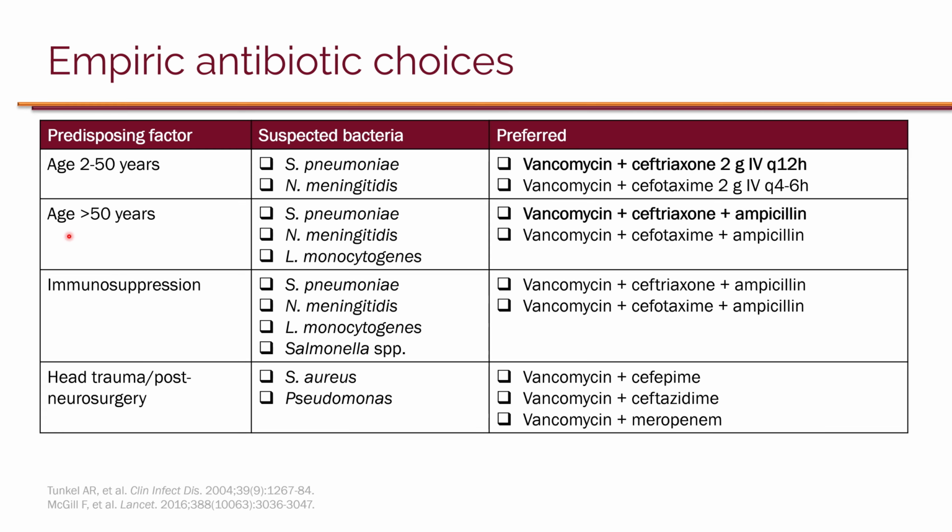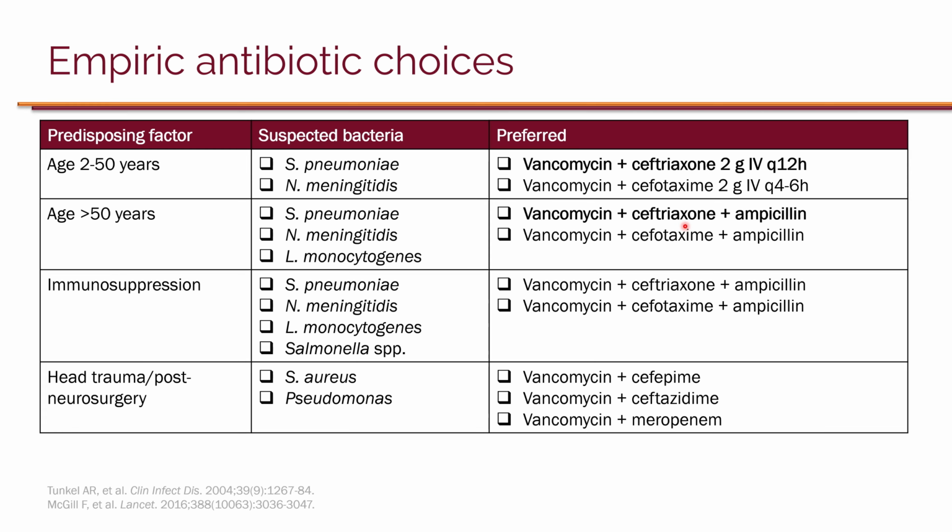For patients aged 50 and older, in addition to covering for strep pneumo and Neisseria meningitidis, we should also cover for Listeria monocytogenes. And vancomycin and ceftriaxone are not active against Listeria. Therefore, we add a second, or I should say a third agent to cover Listeria. And this is one of the rare situations where you will have a double beta-lactam on board.